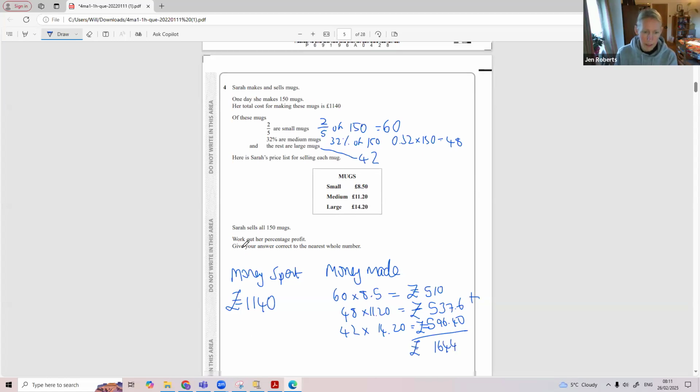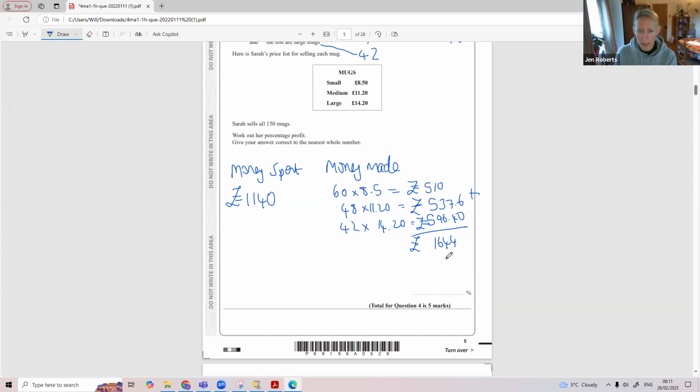So she spent 1,140, she's made 1,644. What's her percentage profit? A couple of different ways of doing this. I always do the difference, like the amount of profit, divided by original times 100, because it's asking what's the percentage change, really. But you could have done this a slightly different way, by just dividing them, but then you'd have to work out what it was as a multiplier. So the difference, 1,644 minus 1,140 is 504, over the original, times 100.